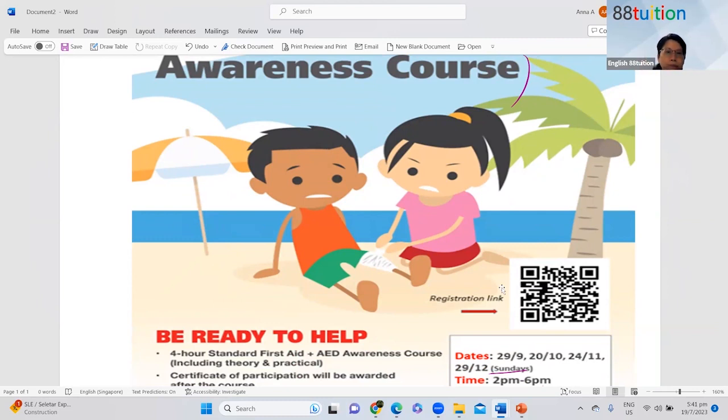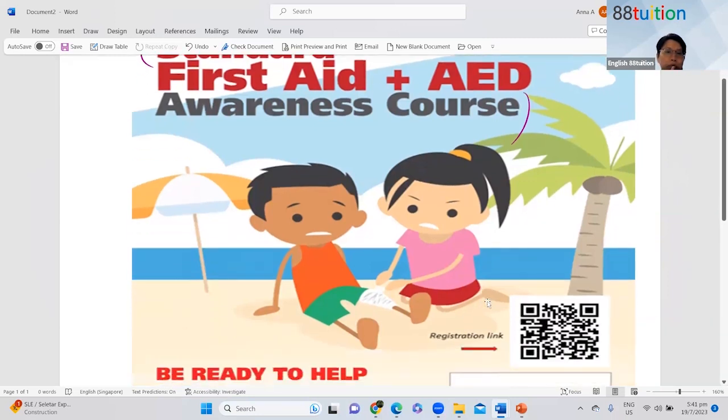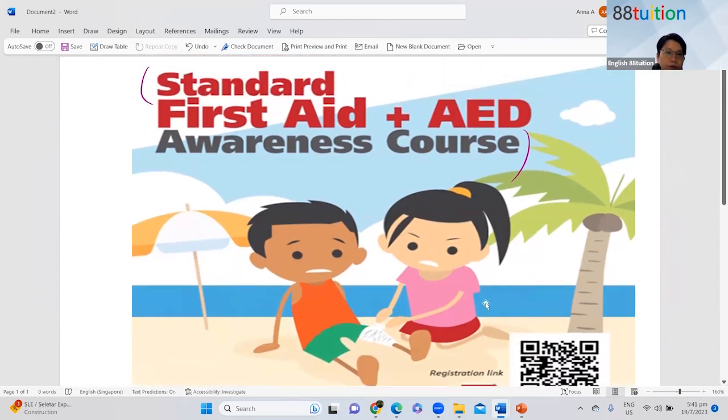So what is this first aid and AED course? Standard first aid course is something we need teachers in primary schools especially, or preschool, to go through, because emergencies happen and therefore it can be life-threatening. It can be choking, for example. Like some teachers are on canteen duty, right? Some children may choke. So what can they do? So they need to be trained, right?